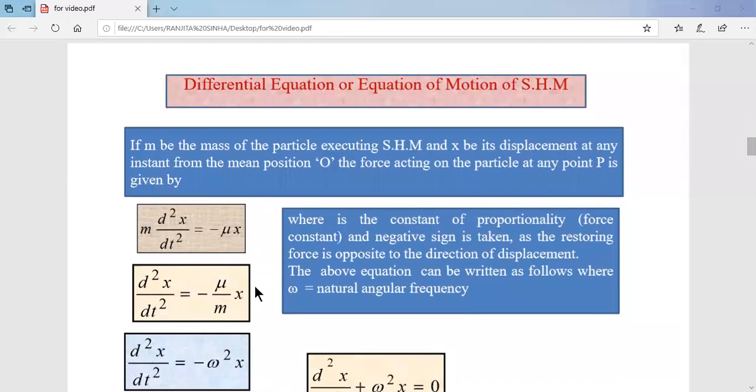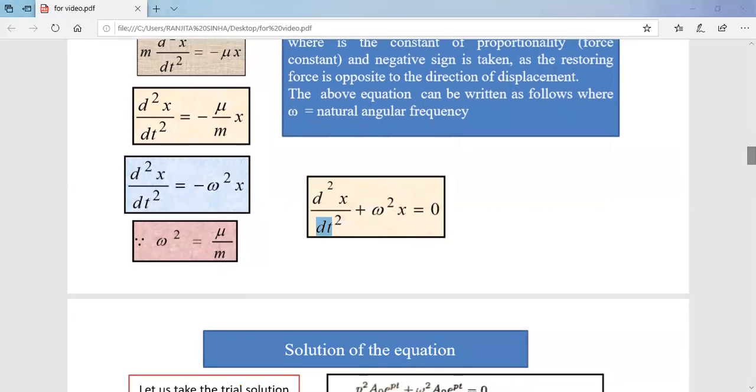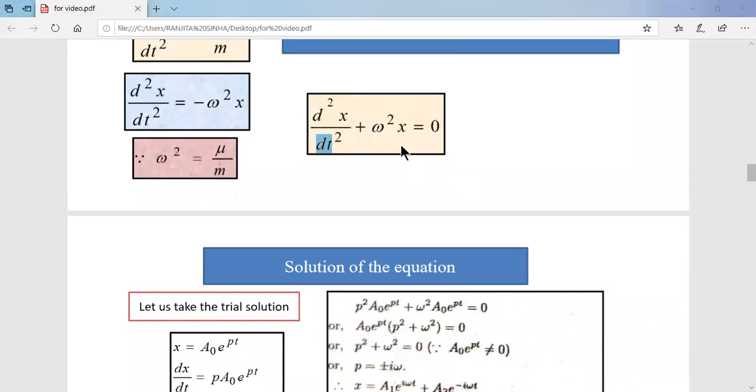Now, just changing the side and with slight mathematical calculation, very easy, ultimately we get omega square equal to mu by m, and here d2x by dt square plus omega square x equal to 0. So this is the differential equation of SHM. Next we have to solve this equation and find out the value of x.